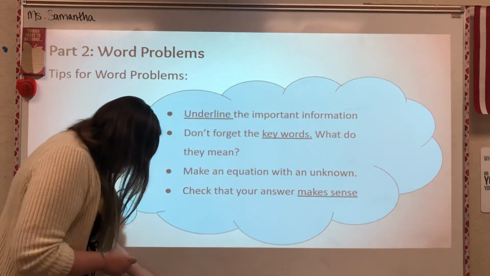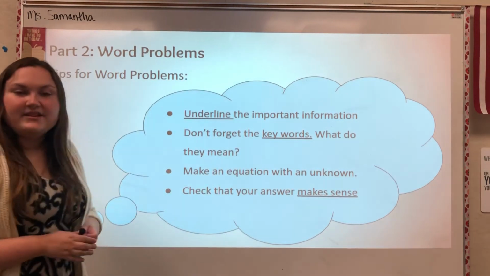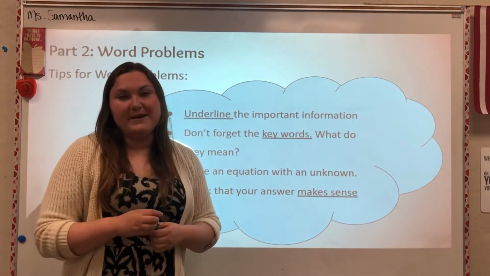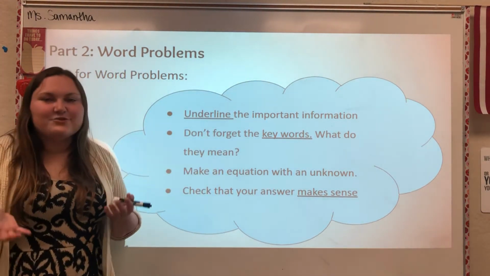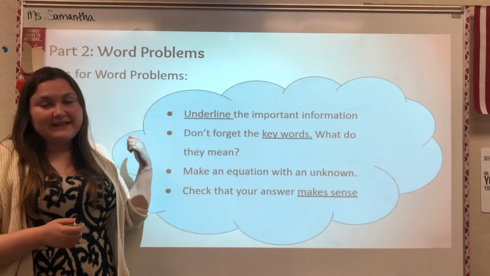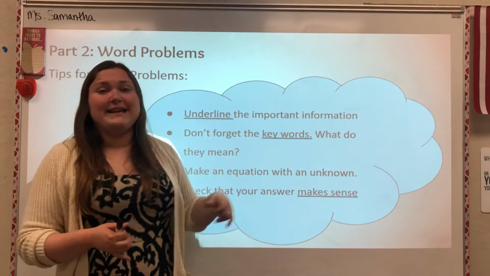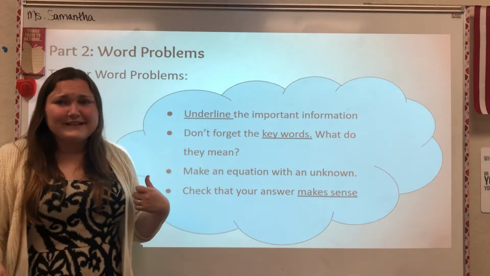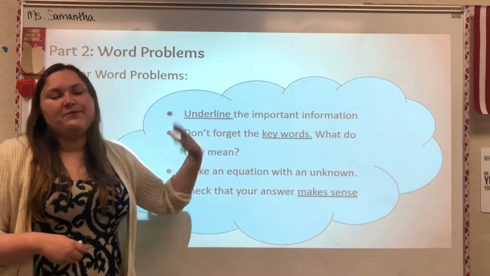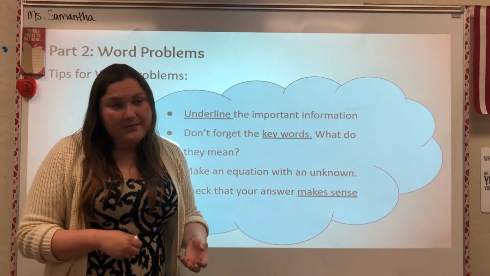Now, as you are going through these, just some things to keep in mind. Just like we did in the very first lesson, feel free to underline important information. You know, in math class, that's usually some of the numbers in the problem, but also some of those keywords I was doing in those last problems. Keywords like increase, decrease, difference, sum, add, subtract. All of those words are going to help you figure out what you're trying to do in the problem.